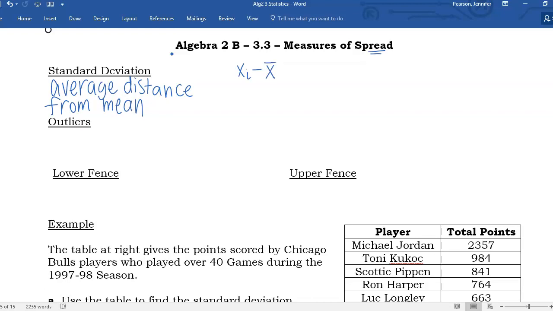Then we're going to take all of those values and we are going to square them. Then we're going to add them up. Remember our Greek sigma? We're going to add up all those numbers and then we're going to divide it by one less than the number of numbers. And then finally, we are going to square root the whole shebang.